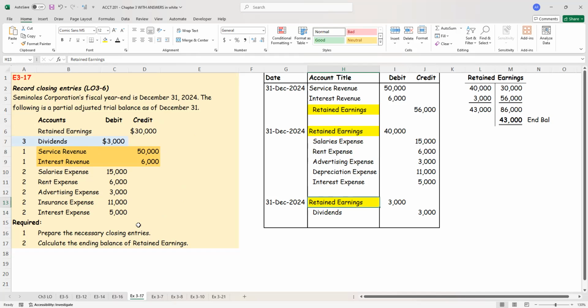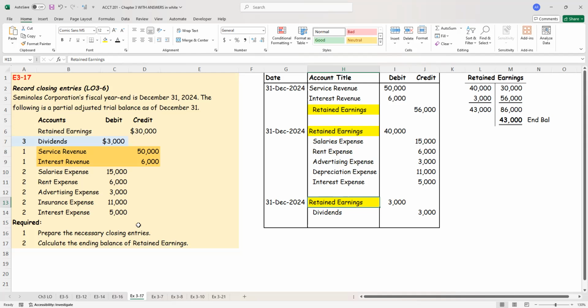When you prepare the post-closing trial balance, what are you left with? Assets, liabilities, owner's equity. Only balance sheet accounts will move into the next year. So the purpose of the closing entries is to zero out revenues, expenses, and dividends, and to move all of those amounts into retained earnings.